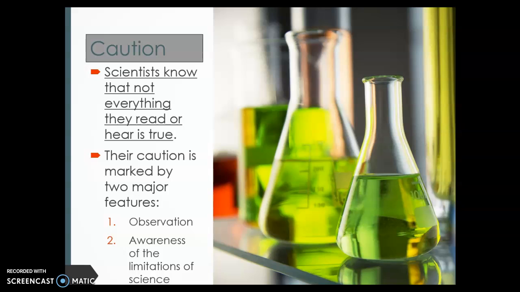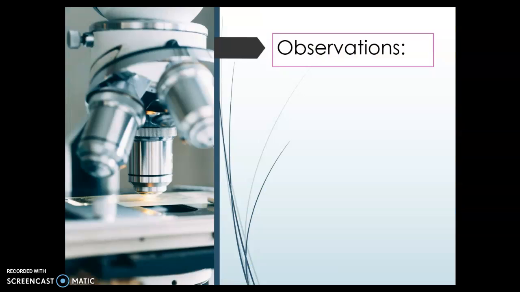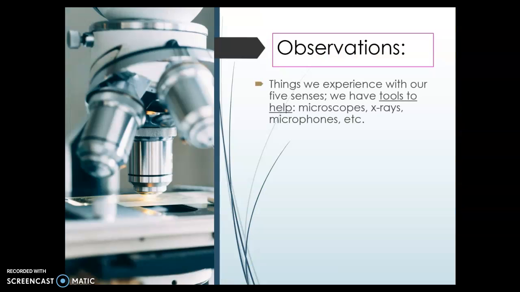Now, their caution is marked by 2 major features. First, their observations, and second, their awareness of the limitations of science. So let's take a little detour and talk about those 2 things. Observations are things that we experience with our 5 senses. Again, that's our sight, smell, taste, touch, and hearing.